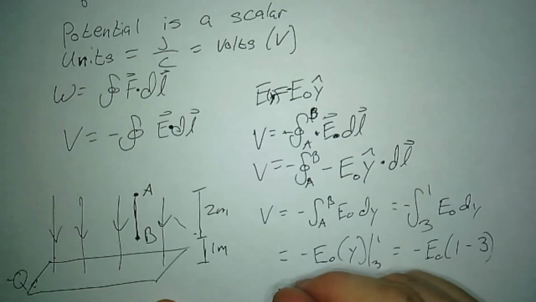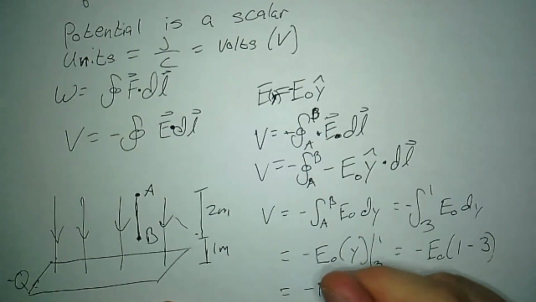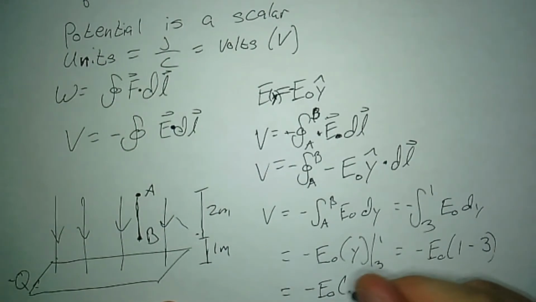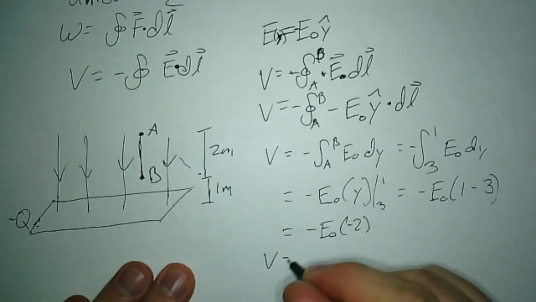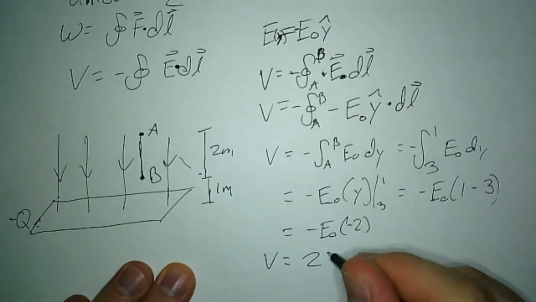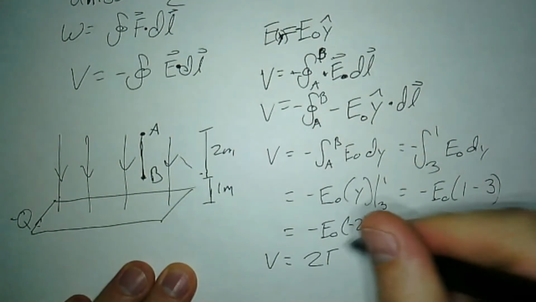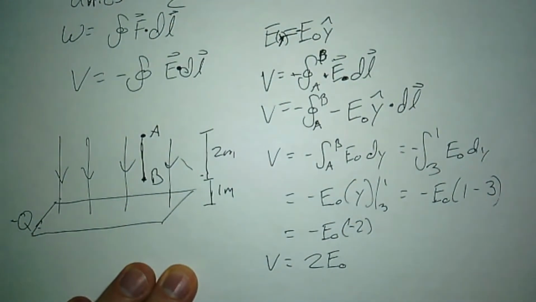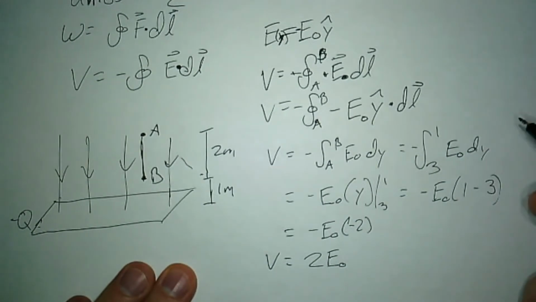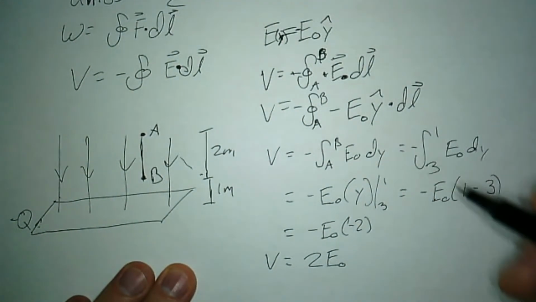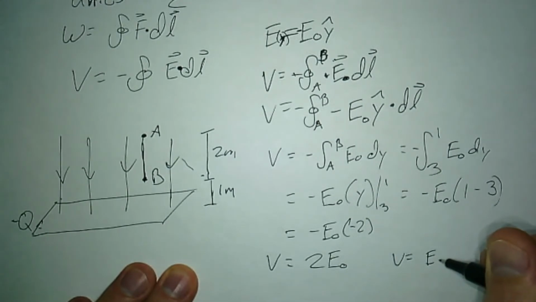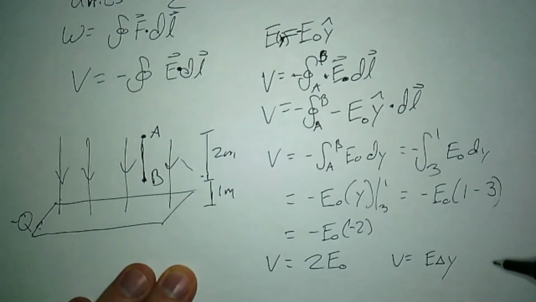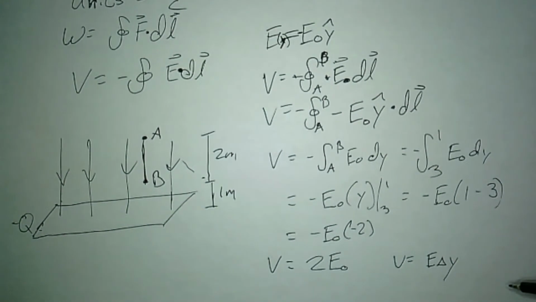So finally, we get minus E naught times negative 2. So our final answer, our potential, is going to be 2 E naught. And if we want to do this in terms of variables without evaluating it, we would have gotten V equals E delta y. All right.